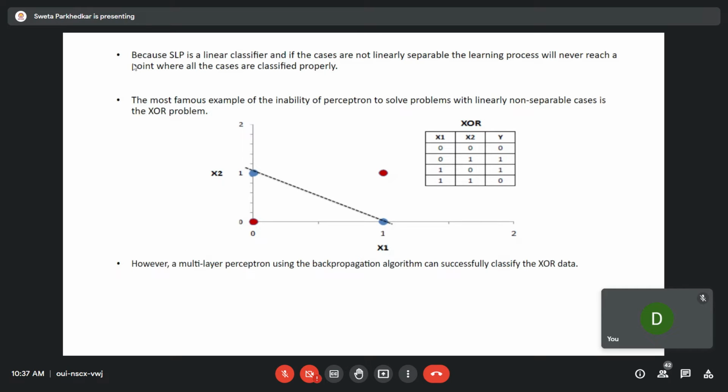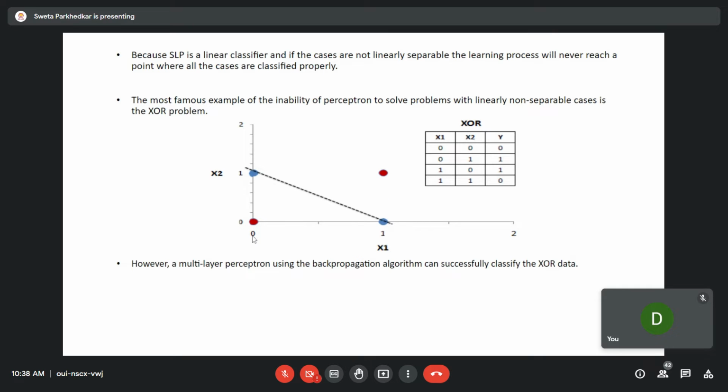And so because SLP is a linear classifier, if the cases are not linearly separable, you can see this is the famous classification problem. Okay, in this you cannot classify. Suppose this is 1 1, so for 1 1 the output is 0. For x1 equals 1, x2 equals 1, the output equals 0.